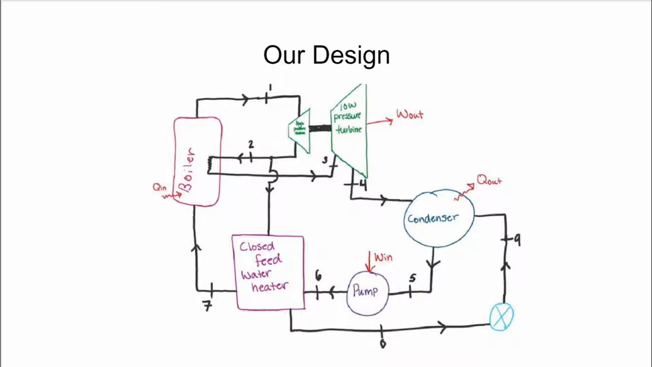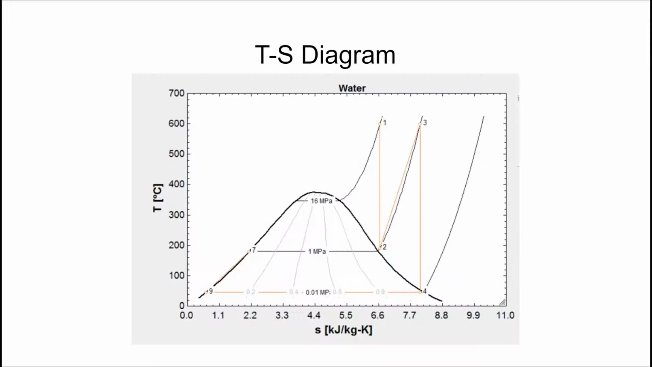After the flow exits the high-pressure turbine, the flow is going to split. 22% of the flow is reheated by the boiler and then sent to the low-pressure turbine. The remaining amount of the flow enters the closed-feed water heater in order to preheat the fluid of the cycle before it enters the condenser. We found that these main characteristics allowed us to maximize our workout and the efficiency of the cycle.